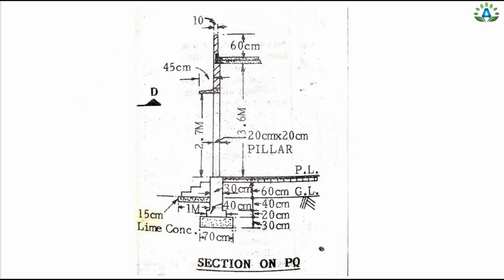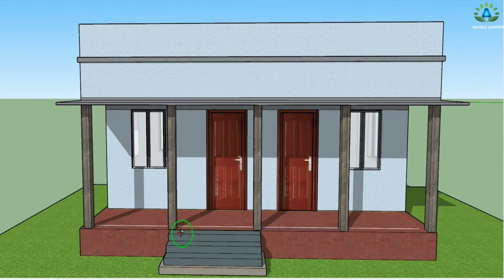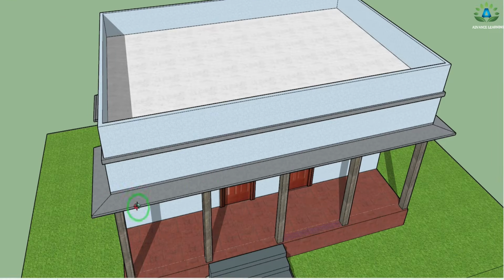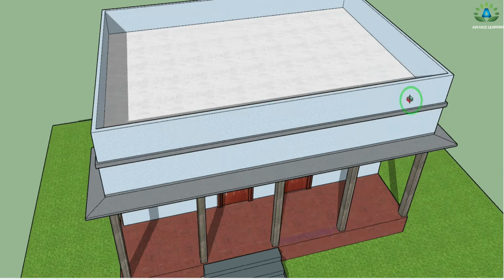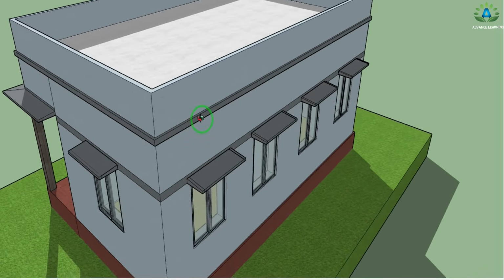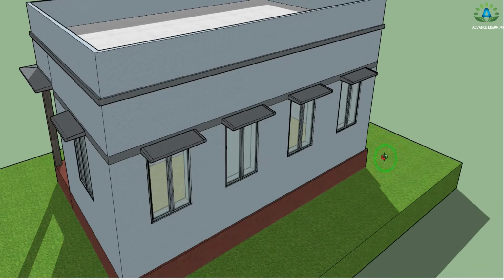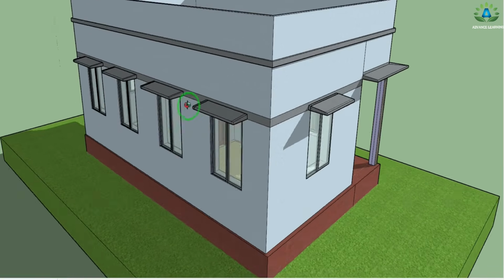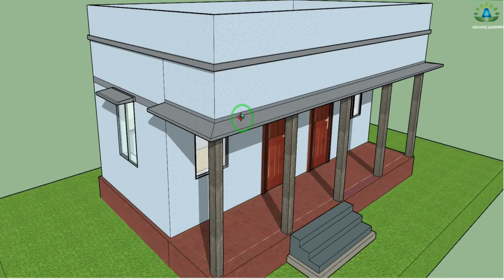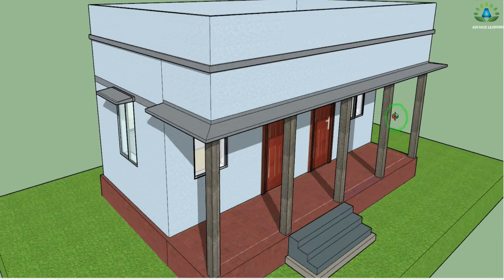Let's visualize the 3D of this building so that we can clearly do the estimation of all the items. So this is the 3D view of our question. Here we can see that this is the slab portion, this is the chhajja portion of this veranda, this is the chhajja portion for the window. This is our ground level. This is our parapet portion. And these are the veranda pillars.